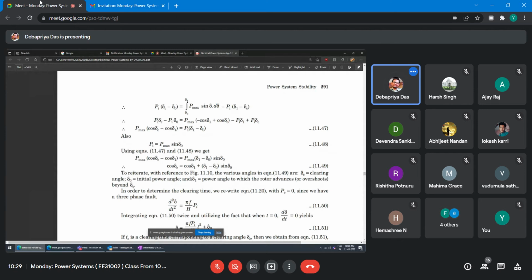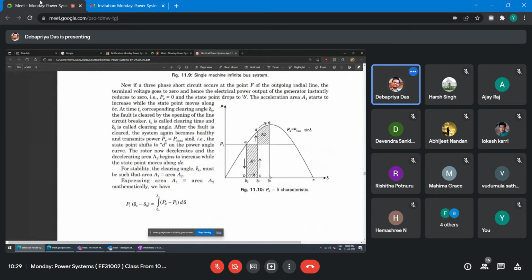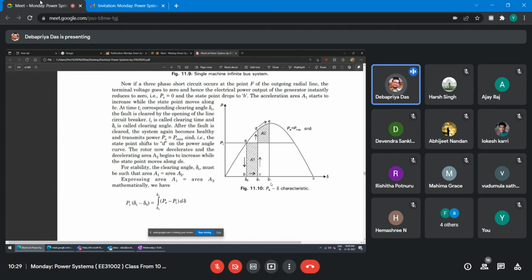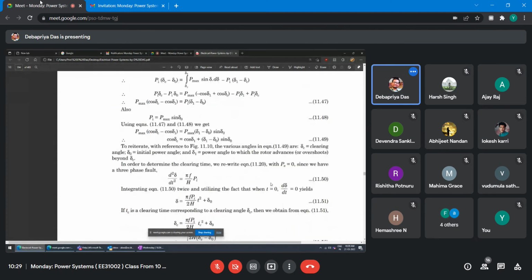Now, delta C is the critical clearing angle, and after a certain time you will see some approximate value. Delta C is the clearing angle, delta zero is the initial power angle, and delta one is the maximum power angle the rotor advances to, that is the overshoot. This is your delta one, right? Finally it will settle to this point, but the maximum the rotor can advance is up to delta one.